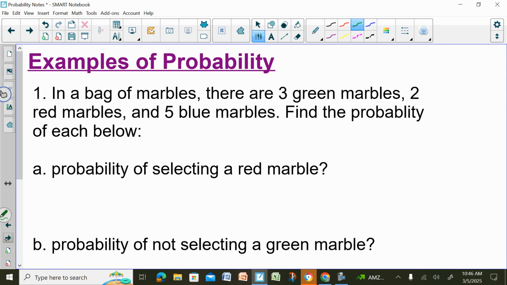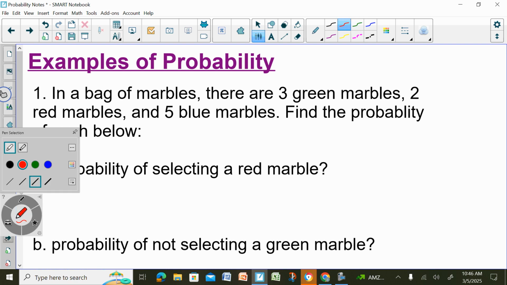All right, so let's go ahead and just try a few of these. In a bag of marbles, there are 3 green, 2 red, and 5 blue marbles. Find the probability of each below. So the probability of selecting a red marble. All right, so we're trying to find red. That's our desired outcome. That's our success.